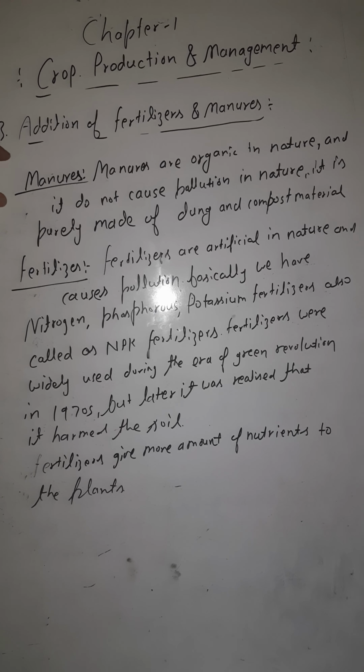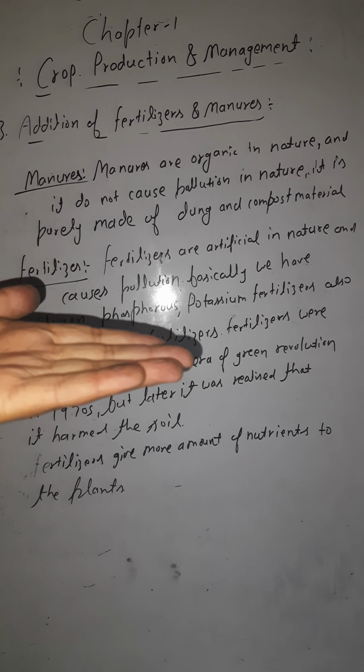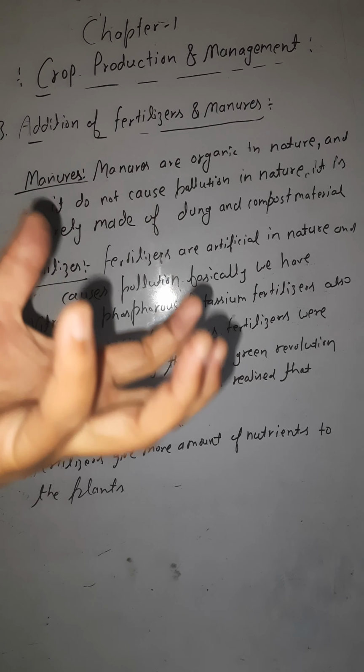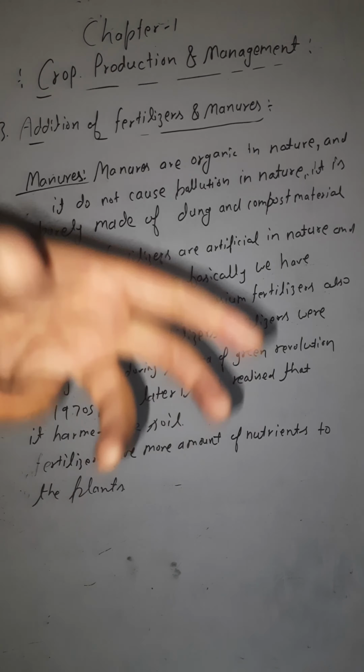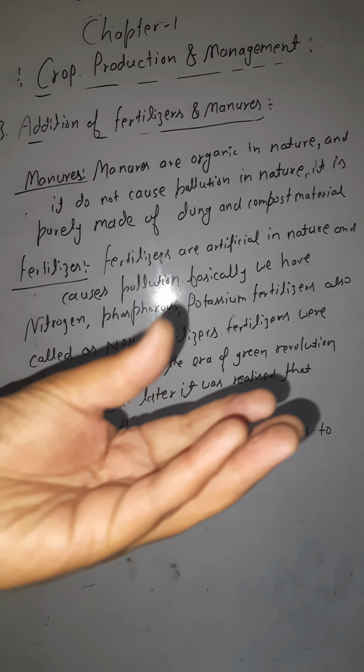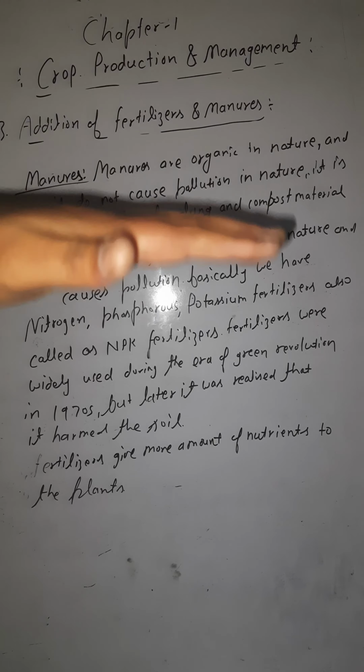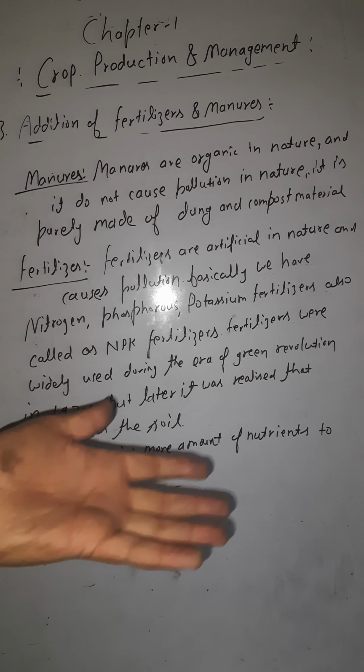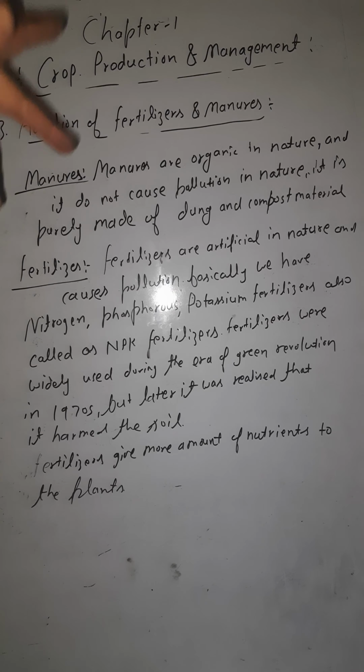But one benefit of manure is that its water retention capacity is more. More water will be retained in the field, and that provides humus to the plants, so there will be proper growth of the plant. But if you put fertilizers in the field, they provide more nutrients, so the plant will grow immediately and there will be more crop in the field, but later it causes pollution also.